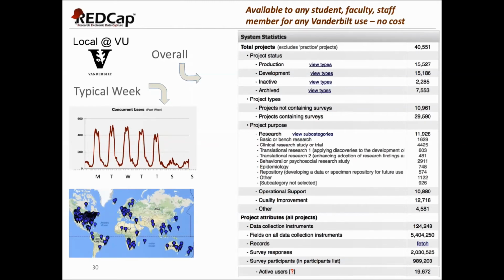So at Vanderbilt, I pulled these numbers just last week, I think. We're up to 40,000 projects now. 15,000 of those are in production, and you can see a lot of projects are not research-oriented anymore. A lot of operational stuff, a lot of quality stuff, and even within research, we have the whole spectrum of clinical and translational research being done using that REDCap platform.